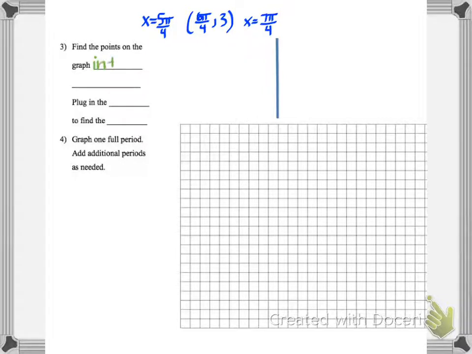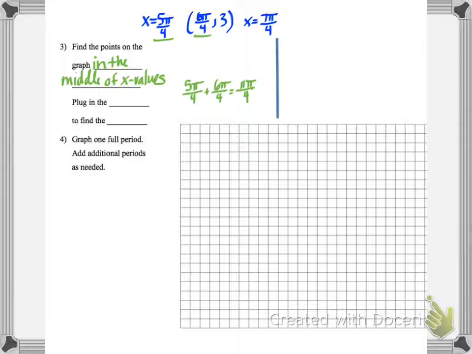Now we're going to find the point on the graph in the middle of the x values. So first I have to find the middle of the x values. Let's take a look at the first 2 x values that I have, the asymptote 5 pi over 4 and the x value 6 pi over 4, and I'm going to find the middle.